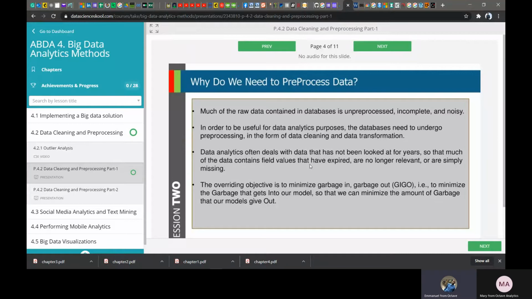So the overriding objective is to minimize garbage in, garbage out. That is, to minimize the garbage that gets into our model and the garbage that our model gives out. So we want to avoid this. It's not just about getting the data passed into the model; we have to process the data.